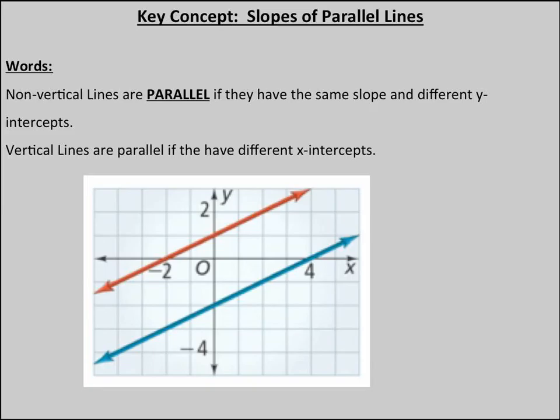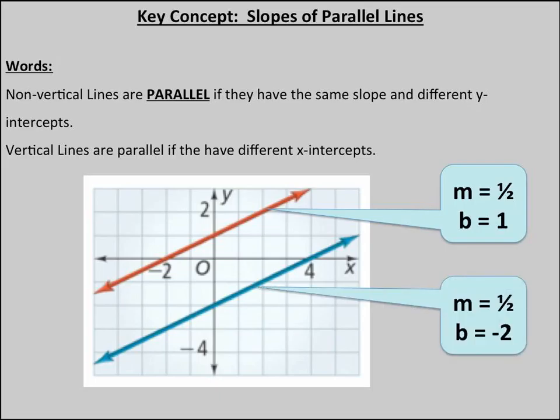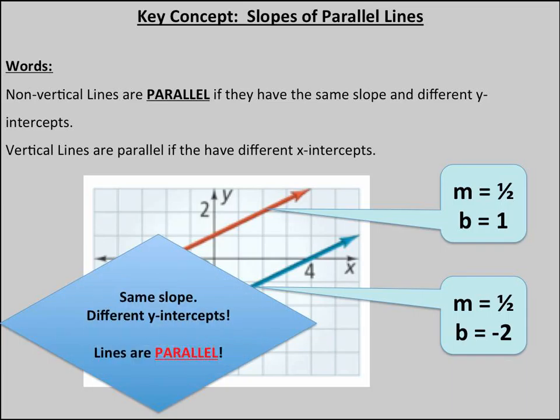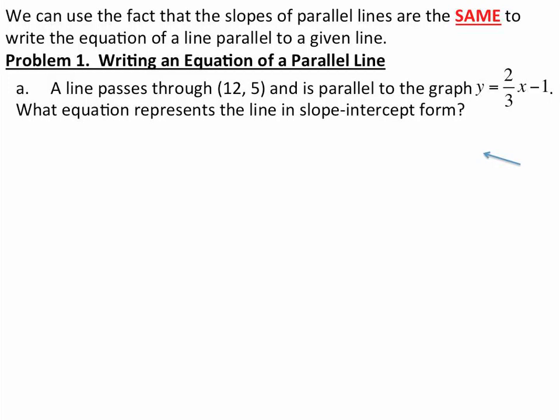If I look at this picture on the graph, the red line has a slope of 1/2, up 1/2, and the y-intercept is at 1. The blue line has a slope of 1/2, and the y-intercept is -2. So those lines are parallel because they have the same slope and different y-intercepts. We can use the fact that the slopes of parallel lines are the same to write the equation of a parallel line to a given line.